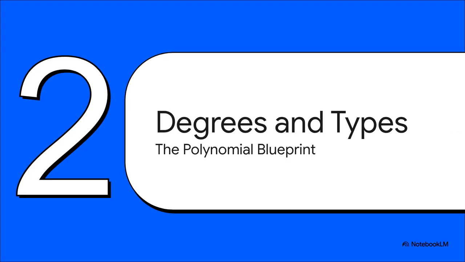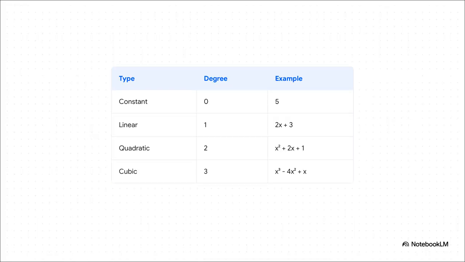All right, now that we know what they are, let's look at how we tell them apart. Think of this as the blueprint we use to classify any polynomial we run into. It all comes down to something called their degree, which is really just a fancy way of saying the highest power of the variable. As you can see, if the highest power is 0, we call it a constant. If it's 1, it's linear. If it's 2, it's a quadratic, and we're going to be seeing a lot of those. And if it's 3, it's a cubic. See, it's a pretty straightforward system.